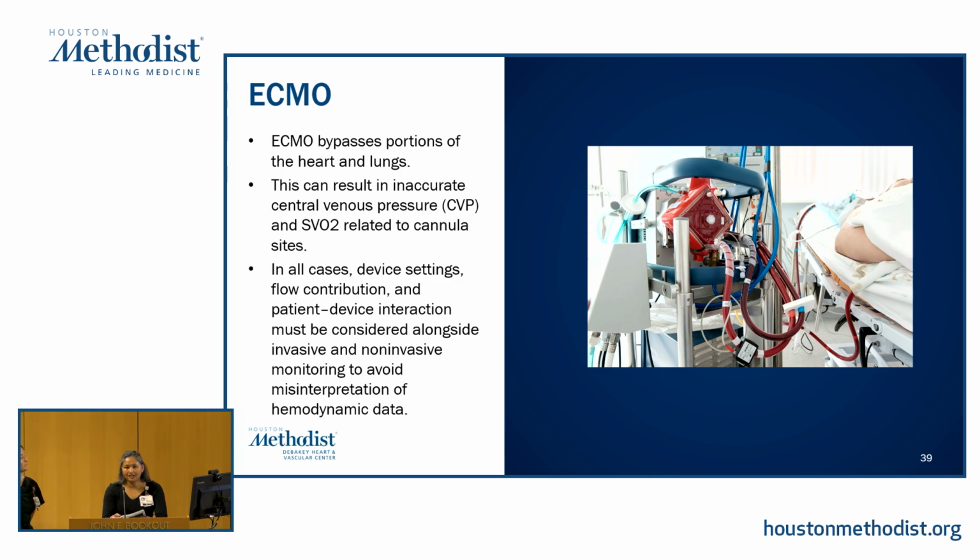ECMO is a big one. I mean, ECMO basically bypasses your whole lung and heart. Depends if you have a veno-venous or veno-arterial ECMO, so it can bypass everything. Your CVP is going to be way off. It's basically 3 to 5 liters of blood that's being shunted away, taken out of your body through a machine and then put back. So it's not going to accurately reflect your heart function.